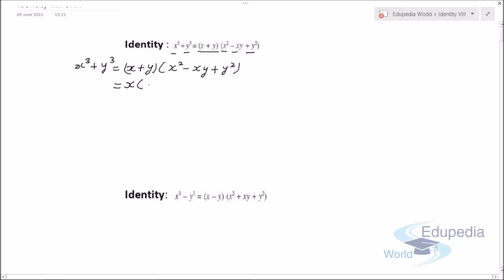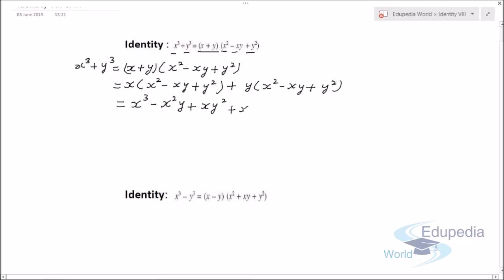So we can write x(x² − xy + y²) + y(x² − xy + y²). So what we'll get is x into x² is x³, x into −xy is −x²y, then x into y² is plus xy², then plus y into x² is plus x²y, then plus y into −xy is −xy², then plus y into y² is plus y³. So what we'll get, after rearranging, is x³ + y³.